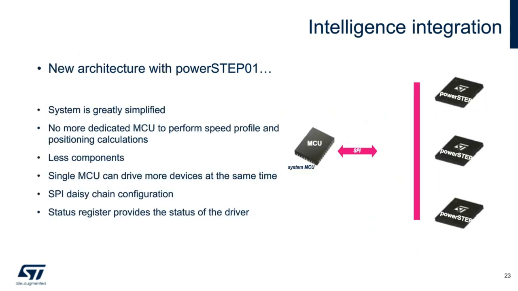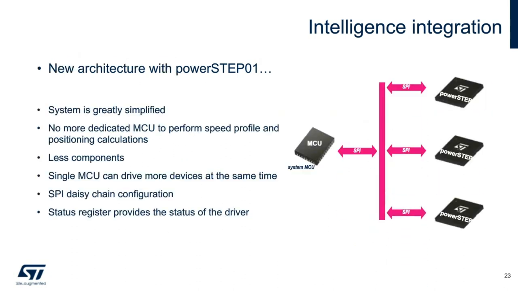The new architecture with PowerSTEP01 brings a completely new approach, not only integrating several components of the system in one single package, but bringing the control scheme to a new level. As you see, overall, the three-axis system was significantly simplified to four main blocks: one system MCU and three PowerSTEP01 directly driving three stepper motors. MCU and drivers are connected via a high-speed SPI bus. There is no more dedicated MCU to perform speed profile and position calculations. The digital motion engine will take care of those calculations.